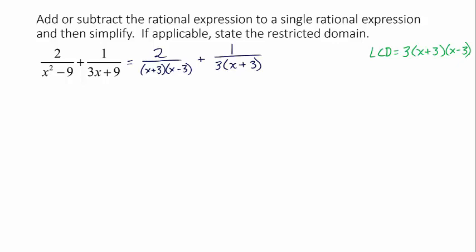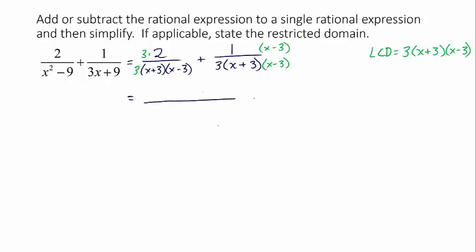Okay, so in the first fraction, we have (x plus 3) times (x minus 3) in the denominator. The only thing that's missing in terms of building up to the LCD is 3, right? So I'm going to multiply top and bottom by 3, right? And then in the second fraction, I have 3 times (x plus 3) in the denominator, so it's missing the x minus 3, right? So that's what I'm going to multiply top and bottom by to get the same denominators.